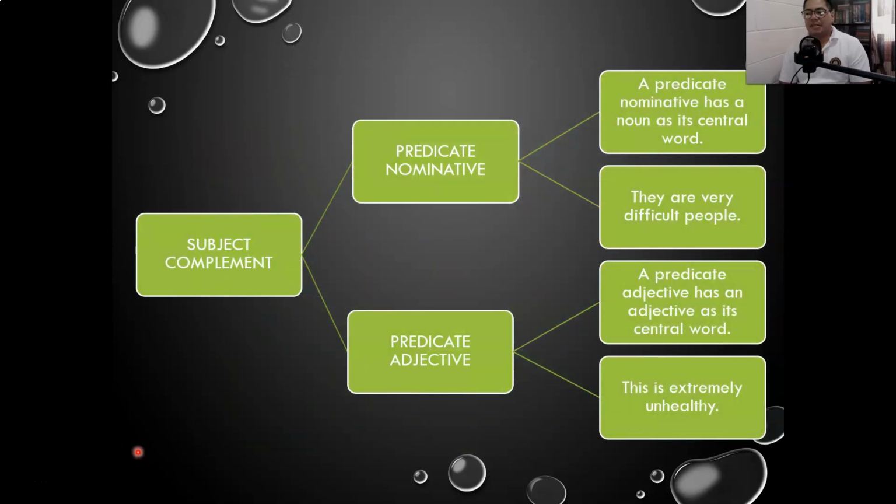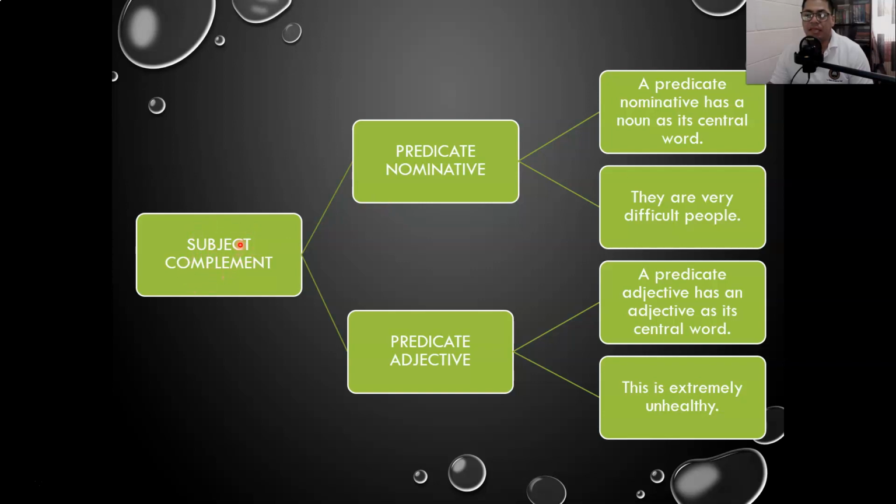Let's talk about the subject complement. A subject complement, we are going to divide it into two categories: the predicate nominative and the predicate adjective. So a subject complement is going to be a predicate nominative or a predicate adjective. And I want you to pay attention to this word, subject complement, right?